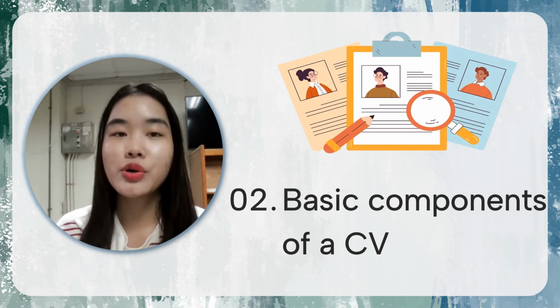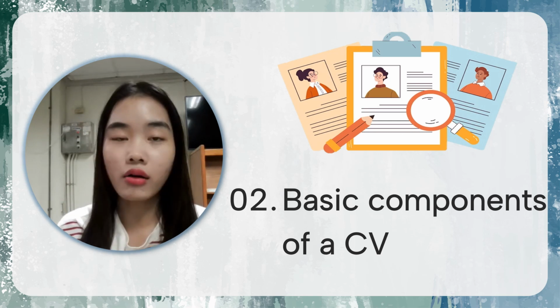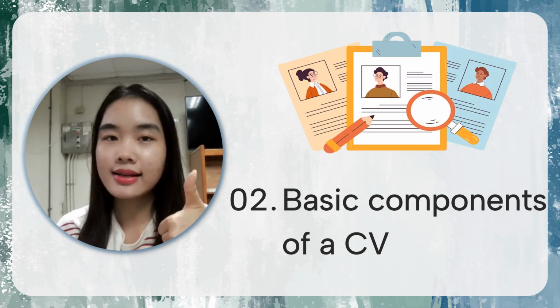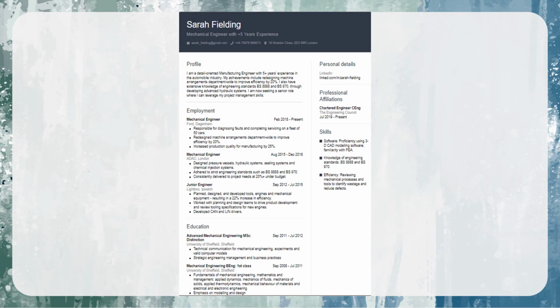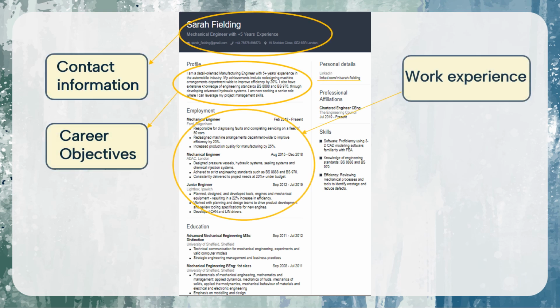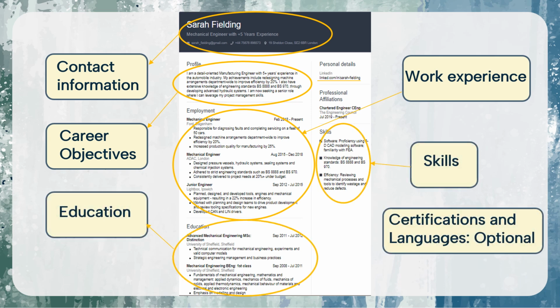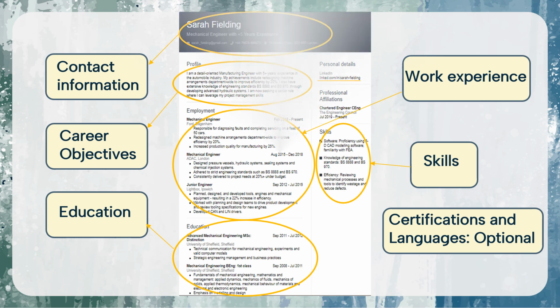So today I'll show you some basic components of a CV and what to include, and how important these components are in our CV. Let's get started. A CV normally includes 7 components: contact information, career objectives, work experience, educational background, skills, certifications, and languages. Meanwhile, certifications and languages are optional.